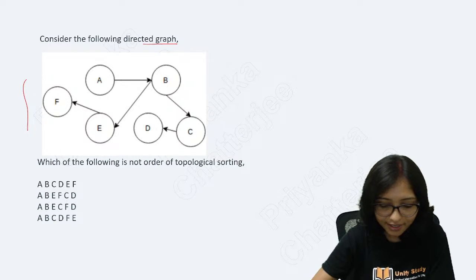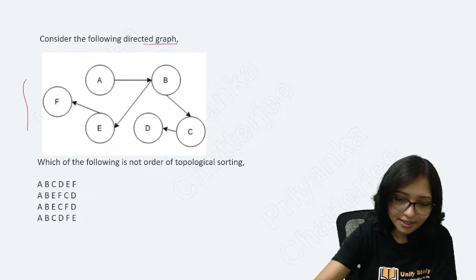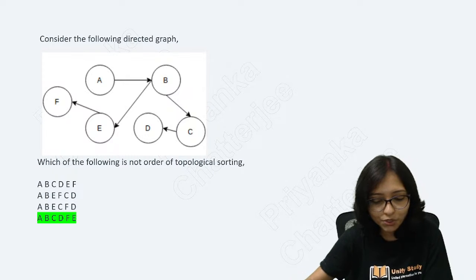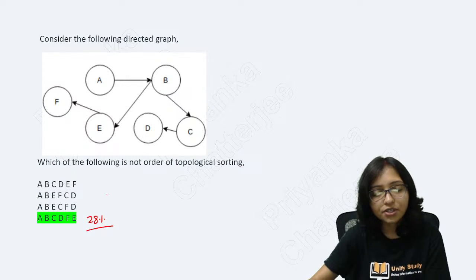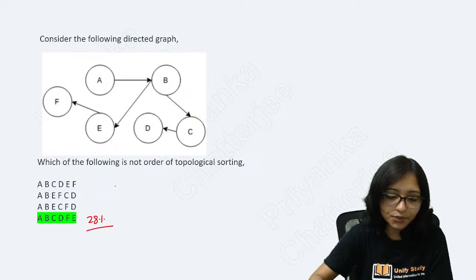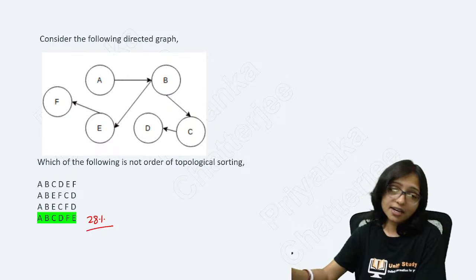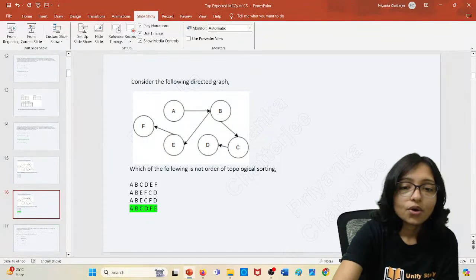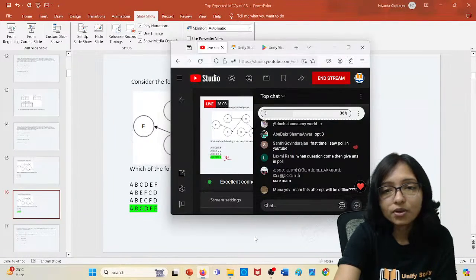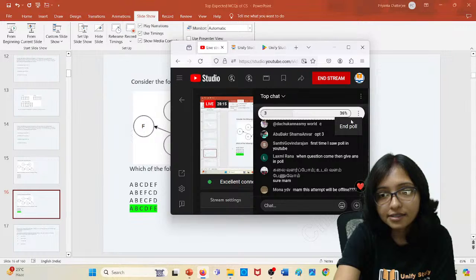Here the answer is option D. Only 28% of students are correct. Others are all making mistakes. Only 25% of students are correct for this question. All others are making mistakes. And I will stop the poll and end the answer now.